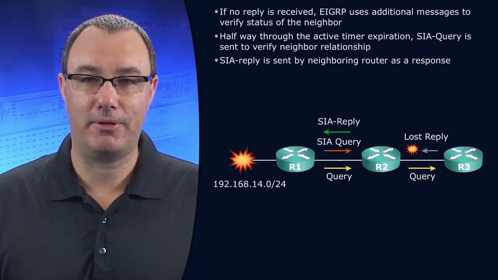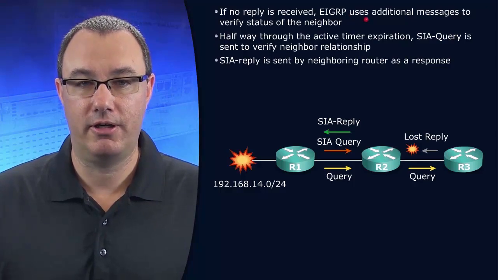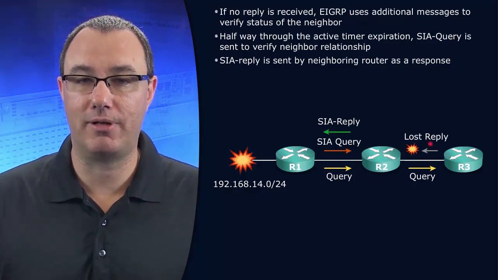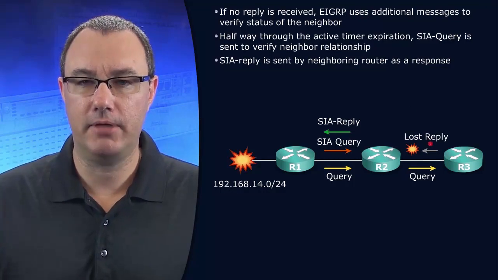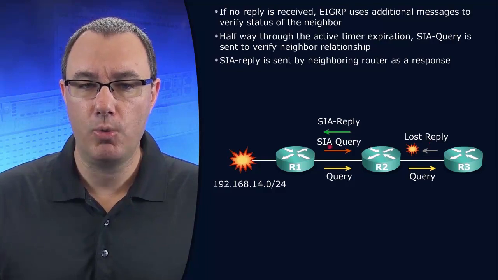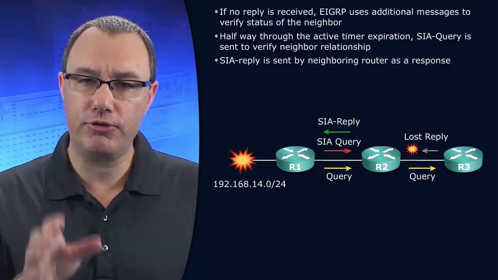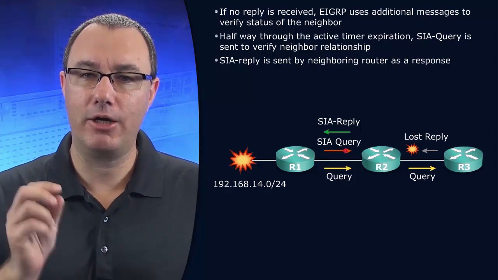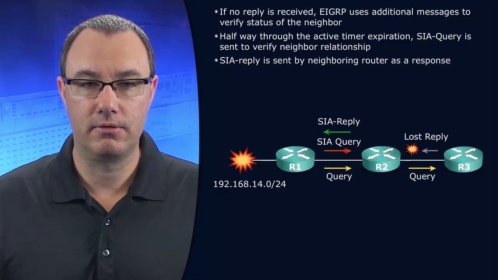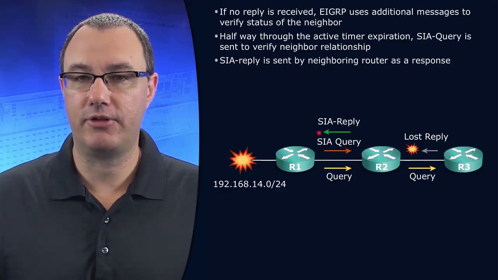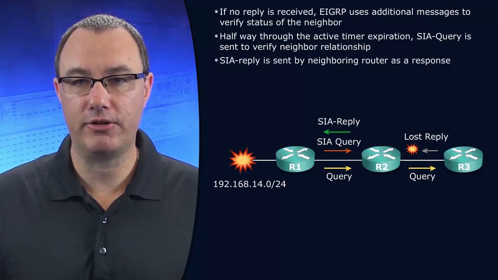So here's what happens. EIGRP has been fixed. If we happen to lose a reply now, and we find ourselves waiting an inordinate amount of time, we just do a stuck inactive query. We say, are you still there? Are you still working on my query to you? And if the router is still there, it will issue an SIA reply, a stuck inactive reply.